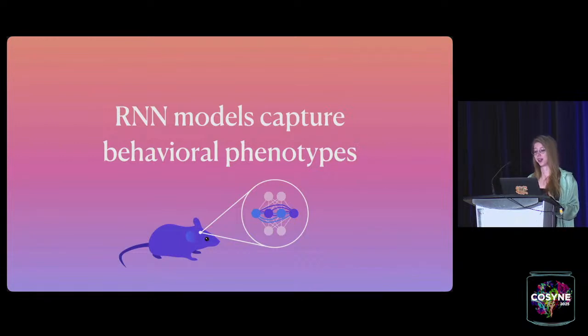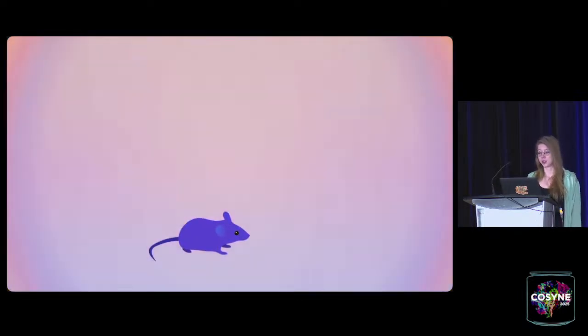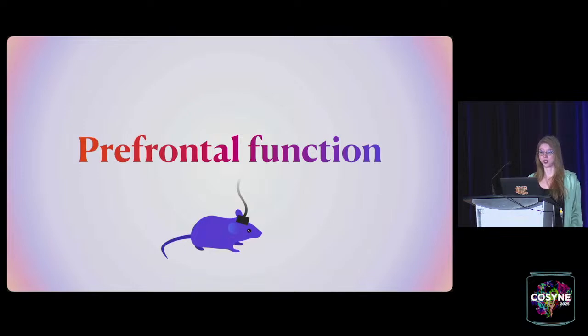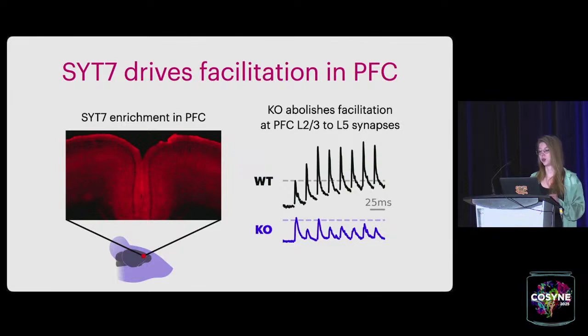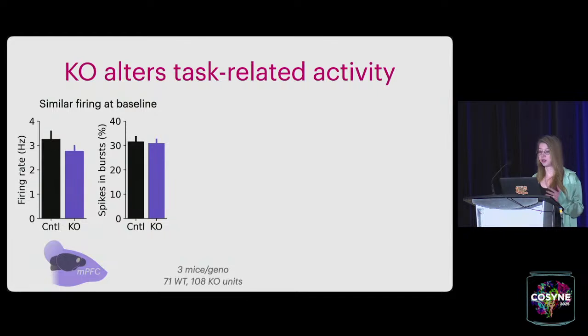predictions by recording neural activity in behaving mice. After surveying multiple brain regions using local field potential recordings, we eventually chose to focus on prefrontal cortex because we know that SIT7 is highly expressed there and has also been demonstrated in vitro to drive facilitation in this region. Looking at putative pyramidal neurons, we didn't find any baseline changes to average firing rates or to the amount of burst firing. We already know from in vitro studies that knocking out SIT7 doesn't affect intrinsic excitability, so this in vivo data suggests that we also aren't getting a huge network-level compensatory effect either.